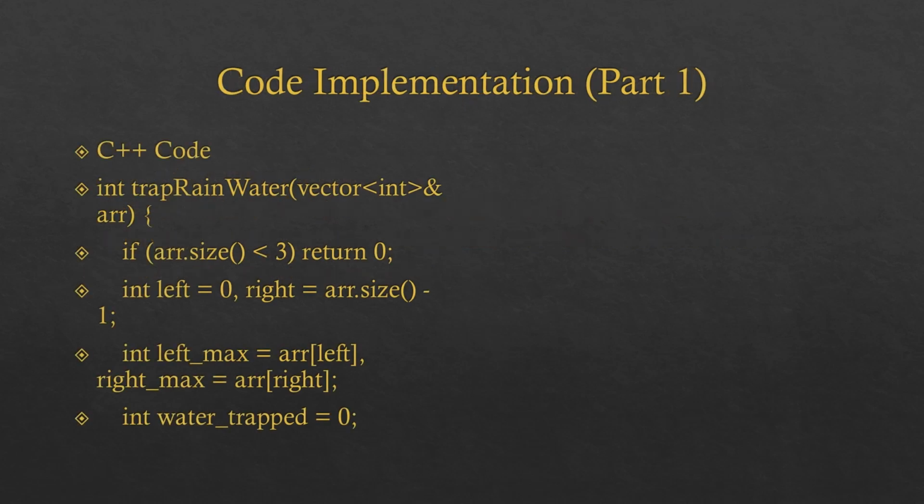Now let's look at the code implementation. First, we define a function to calculate the total trapped water. We initialize the left and right pointers, left max, right max, and a variable to store the trapped water.